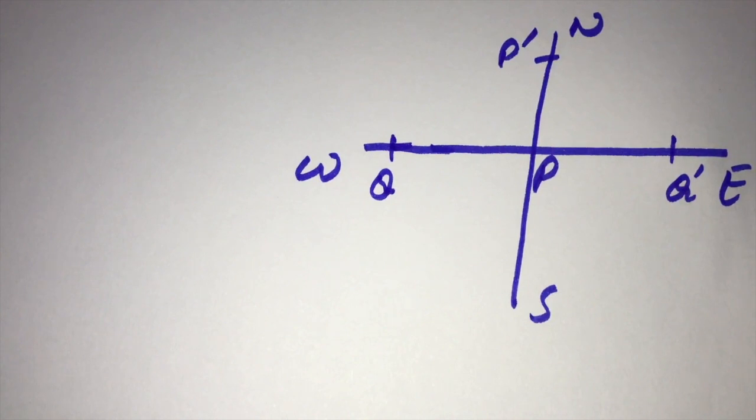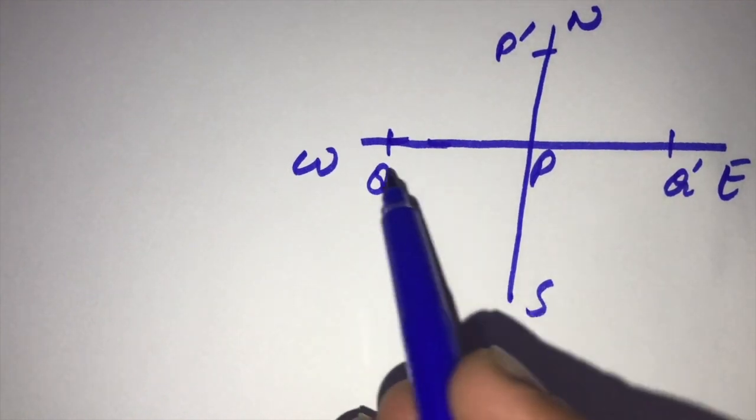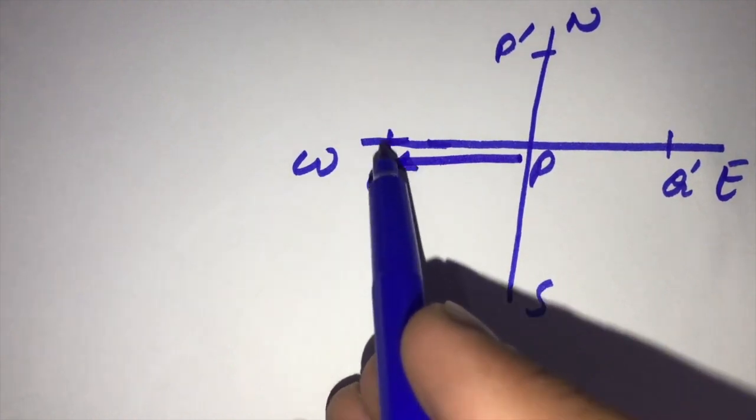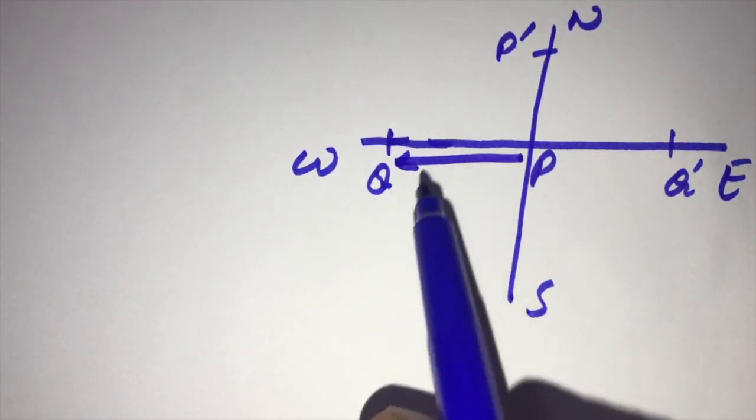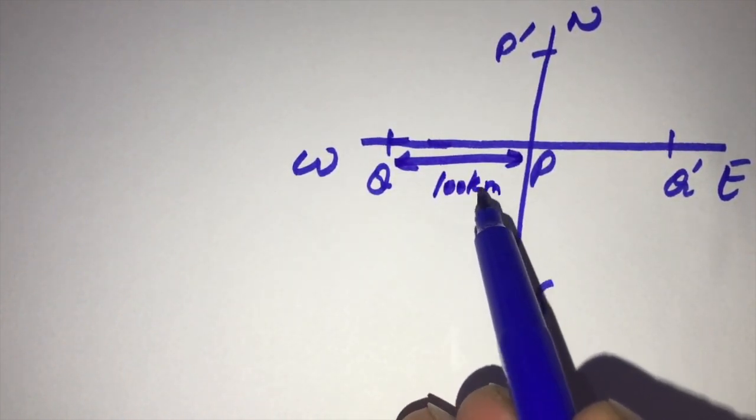As mentioned in the problem, at noon, ship A is 100 km west of ship B. We take noon as time t equals 0 because it is the starting point. Point Q is the initial position of ship A, and it is 100 km west of ship B.